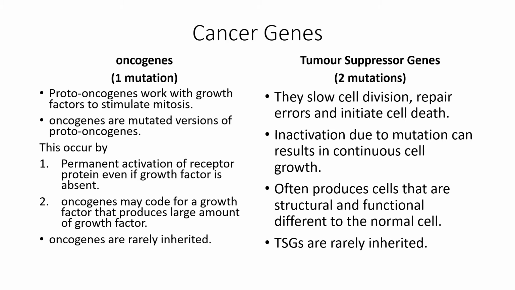It can either have activation of a receptor protein, so the protein that tells the cell to do mitosis is just constantly supplied, even though there's no growth factor to say you should be doing mitosis, or the oncogene can also produce a large amount of the growth factor, and that growth factor then obviously activates the process of mitosis, and the cell again starts uncontrollable division.